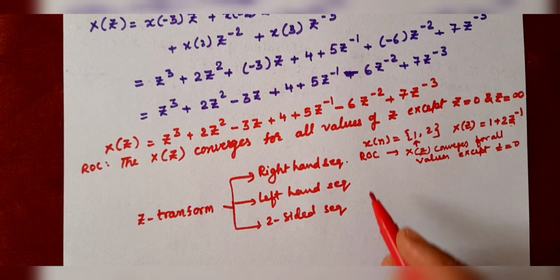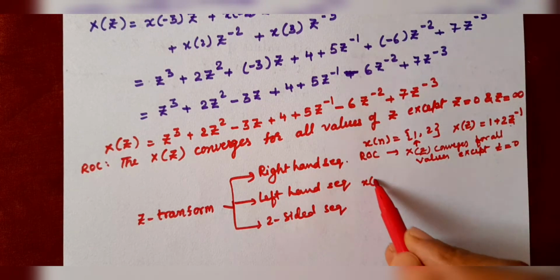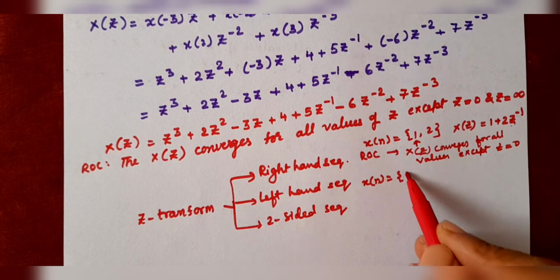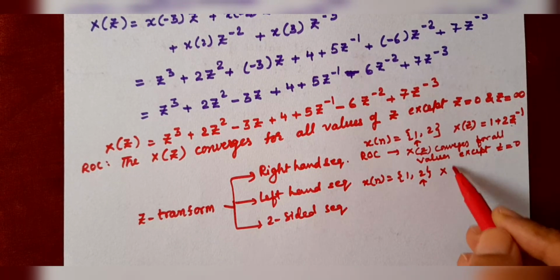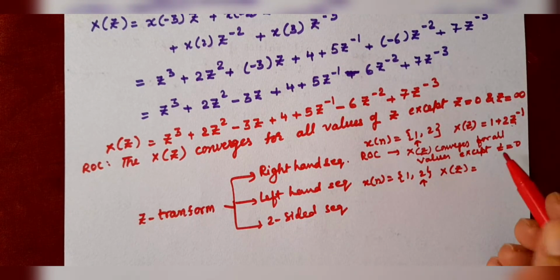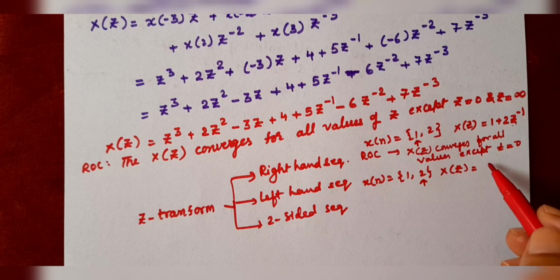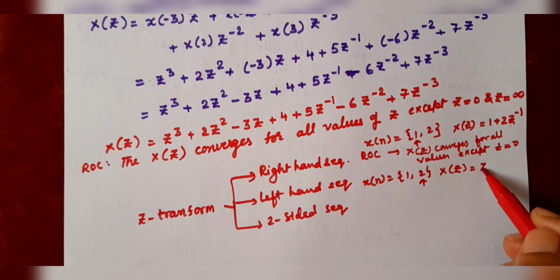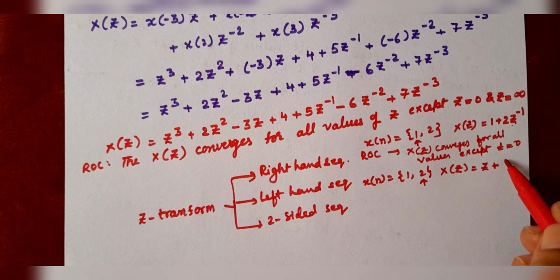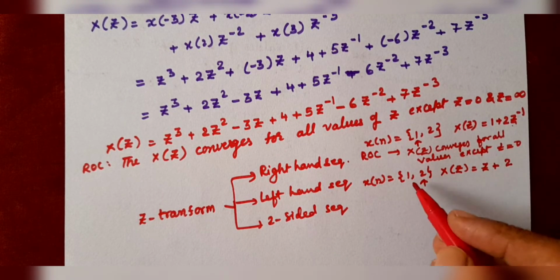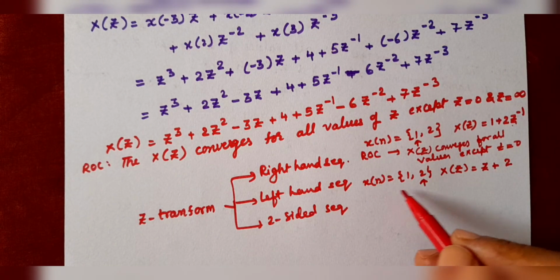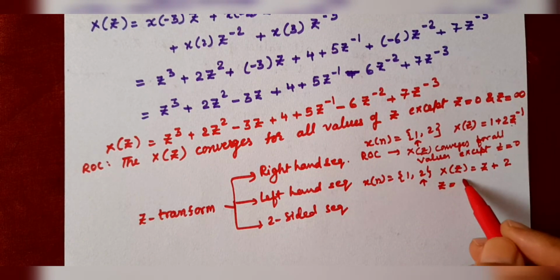Okay. If you take left hand sequence, x of n is equal to 1, 2. What is x of z for this? X of z is z plus 2. So ROC will be the entire z plane except z is equal to infinity.